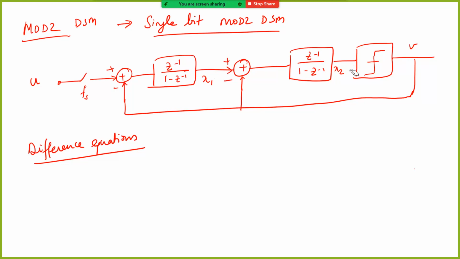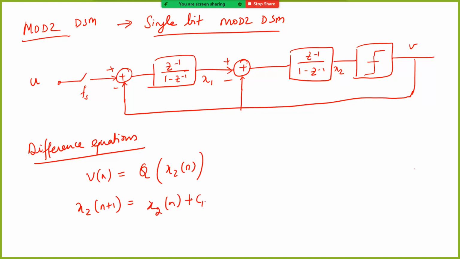All right. So v of n is written as what? So now let us also put in the sampling mechanisms. But okay, let's first get it done, and then we will put in the sampling switches and so on. Okay. So v of n is nothing but the quantized version of x2 of n, right? That's it. Now, what is x2 of n plus 1? x2 of n plus 1 can be written as x2 of n plus some constant c1 times x1 of n minus a2 times v of n.